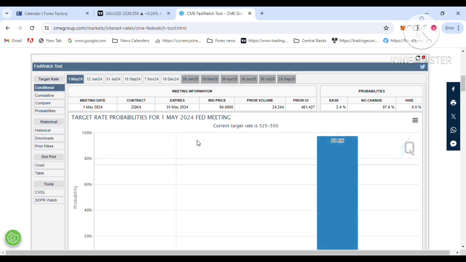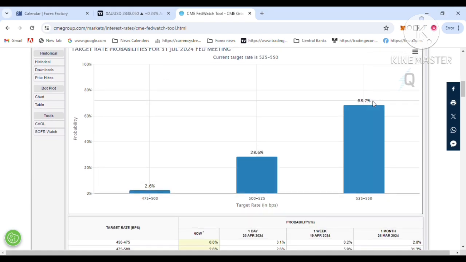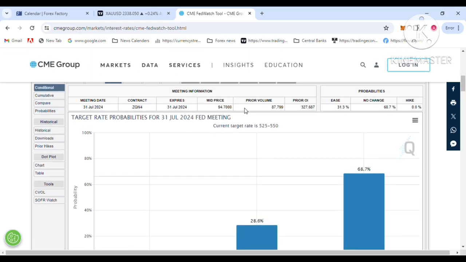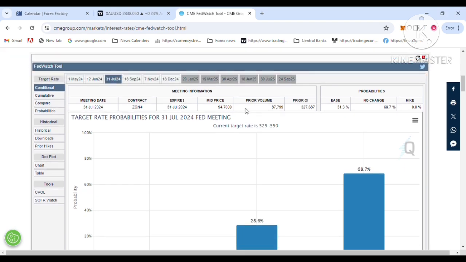That is the reason for dollar demand. Let's see the next FOMC meeting, the June FOMC meeting, also 88%, almost 90% forecast to hold the rate again. And the July FOMC meeting is also above 60% forecast to hold the rate. The reason is inflation is 3.5% currently, and 2% is the Fed's inflation goal. So with inflation increasing, the Fed is forecast to maintain the 5.5 rate. That will be the reason for dollar demand.